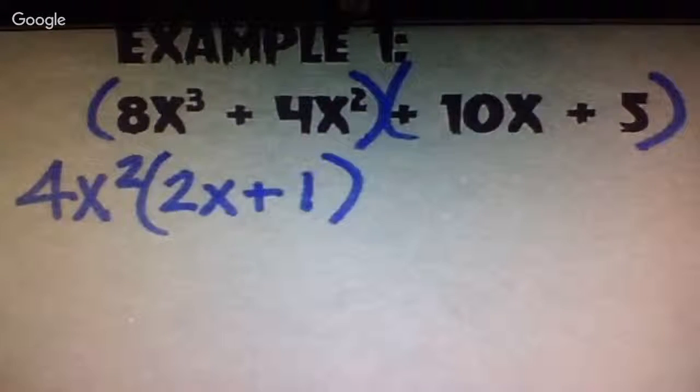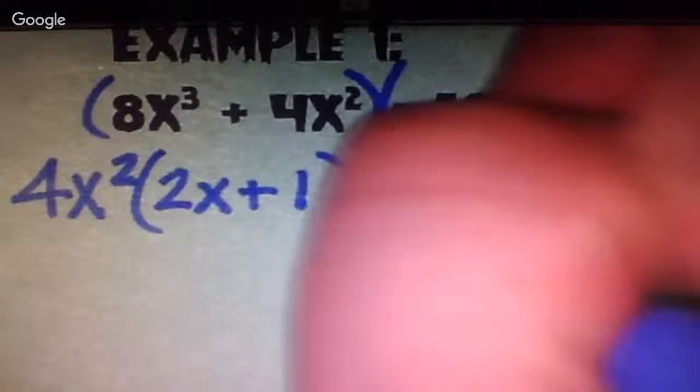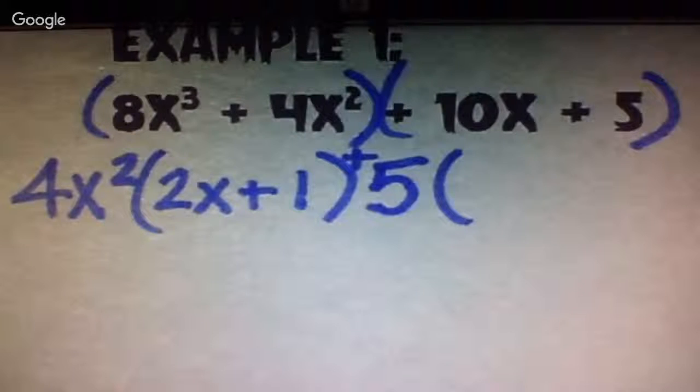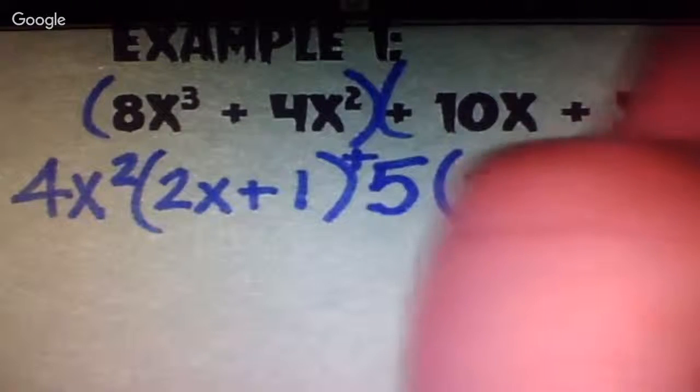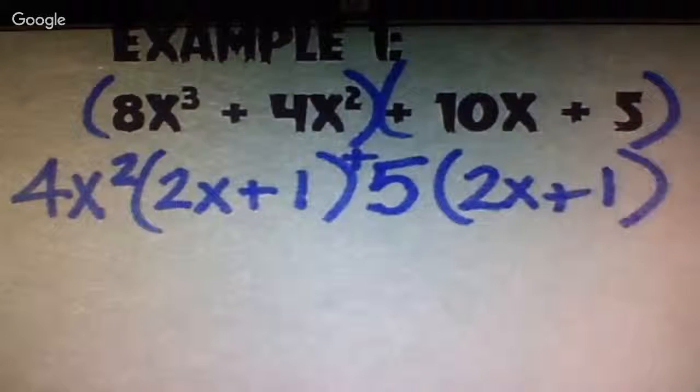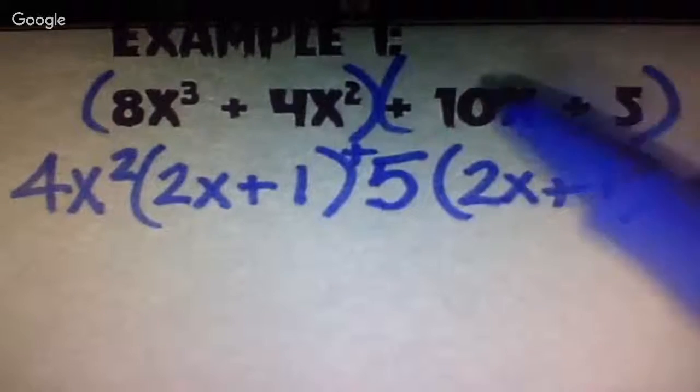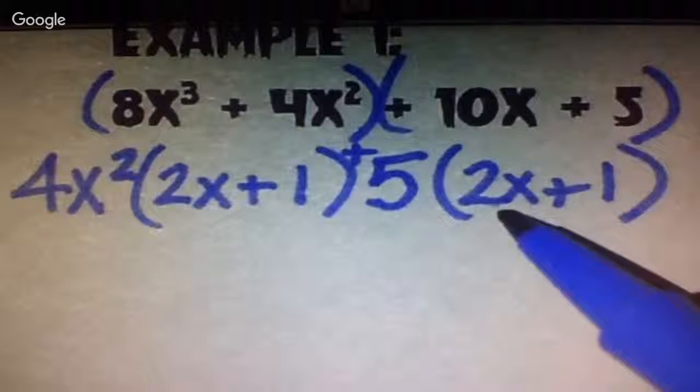Take a look at your second binomial. What do they share in common? 5. Okay. What is left when I divide out 5? 2x plus 1. Okay. So how are you getting 2x? 10 divided by 5 is 2.